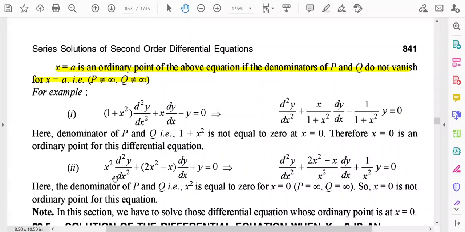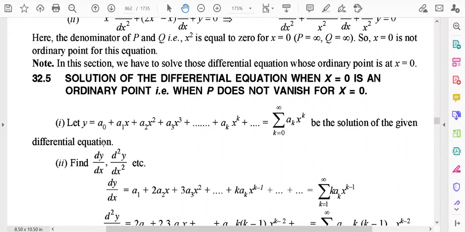Let us take another example. Suppose x square d square y by dx square plus 2x square minus x dy by dx plus y is equal to 0. At first we have to convert it to the standard format. So this is the standard format, and you see that 2x square minus x divided by x square is p. Now if we put x is equal to 0 in the denominator of p, then p will become infinite. So in this case, x is equal to 0 is not an ordinary point of this equation. So from these two examples, I think we have made it clear what we mean by an ordinary point.